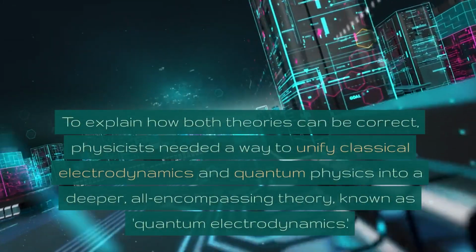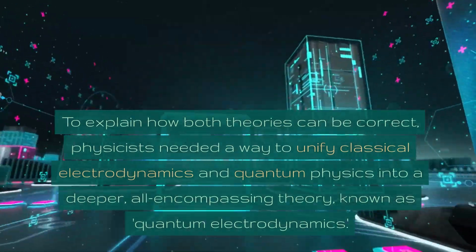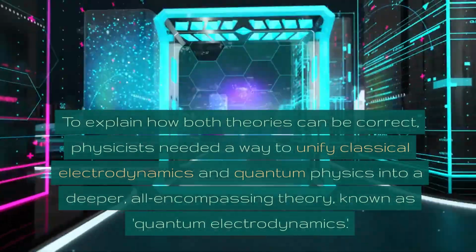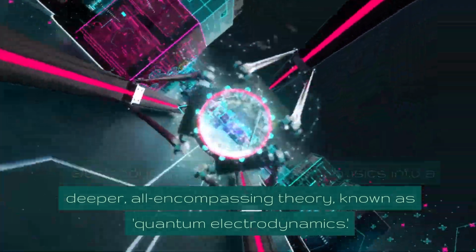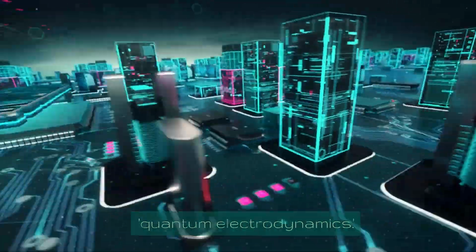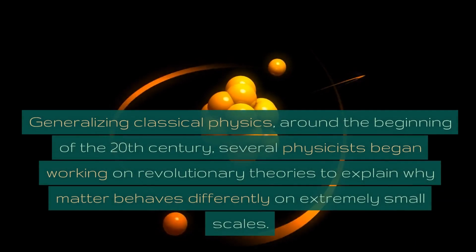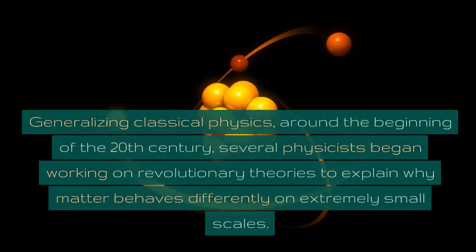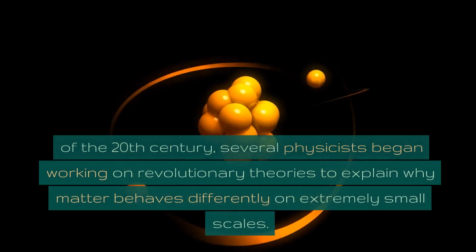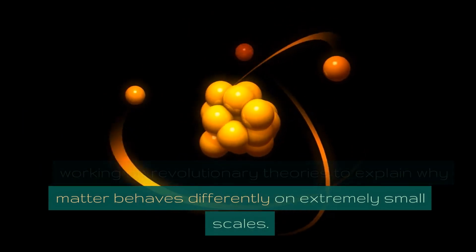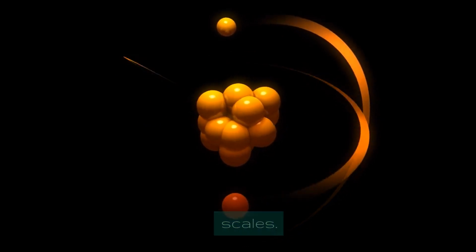To explain how both theories can be correct, physicists needed a way to unify classical electrodynamics and quantum physics into a deeper, all-encompassing theory, known as quantum electrodynamics. Generalizing classical physics, around the beginning of the 20th century, several physicists began working on revolutionary theories to explain why matter behaves differently on extremely small scales.